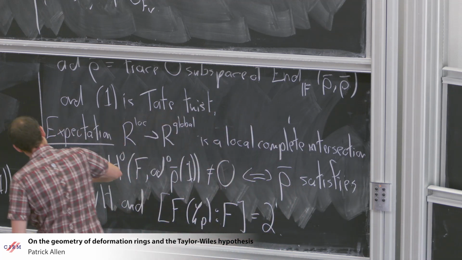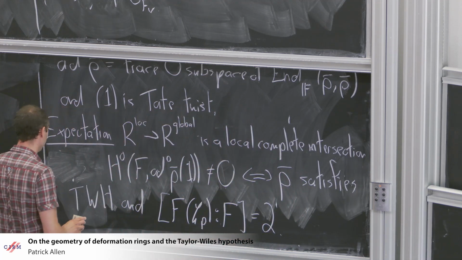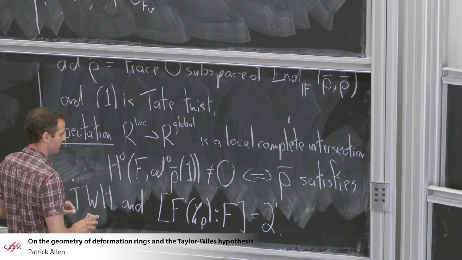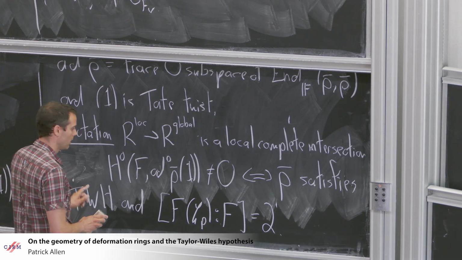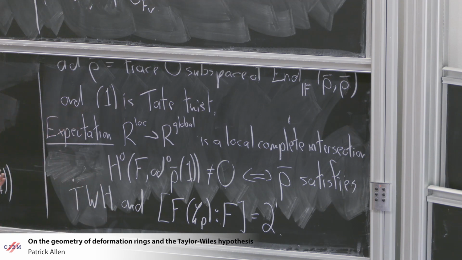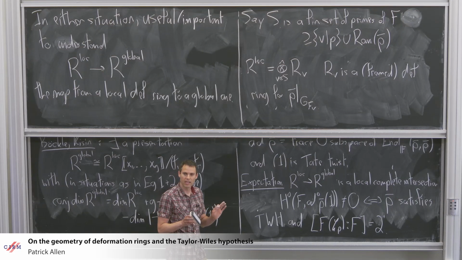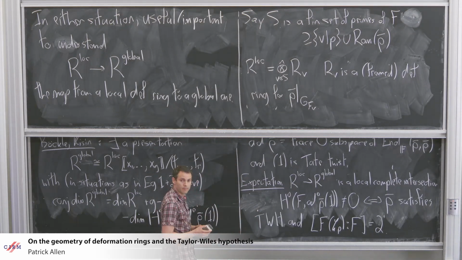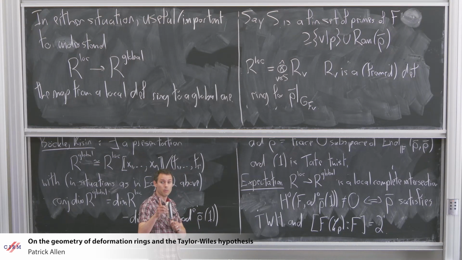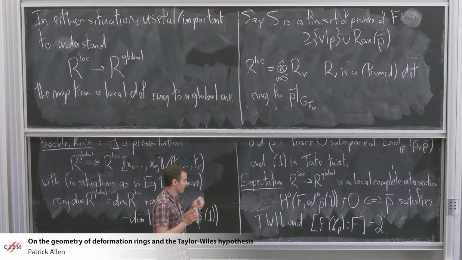Okay, so sorry. Let me just erase "rho bar satisfies Taylor-Wiles" because you already assumed it. No, I didn't assume it. I just gave a definition. We say rho bar satisfies Taylor-Wiles, but I actually don't want to assume it. Rho bar is 1 plus cyclotomic or 1. I assumed it's absolutely reducible. Yes, I should say.